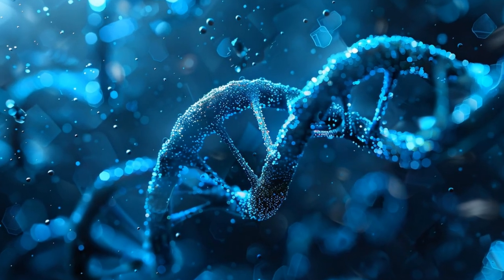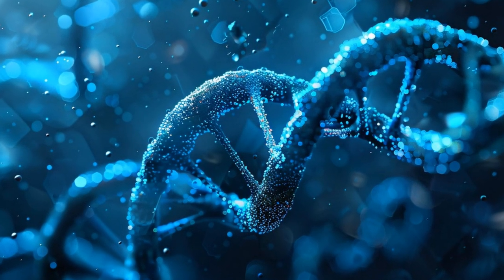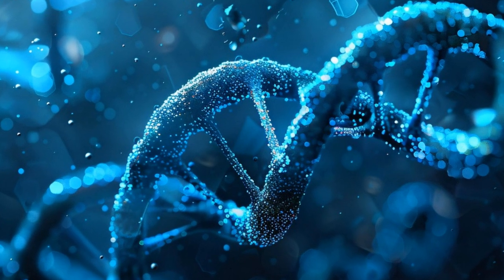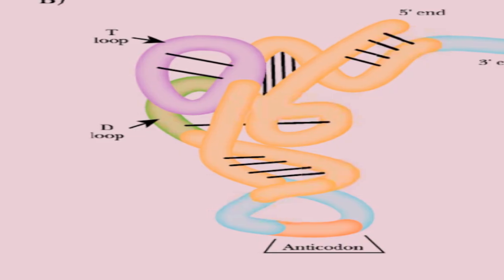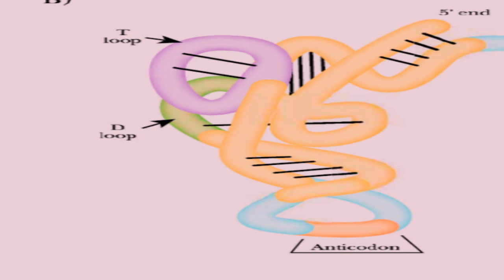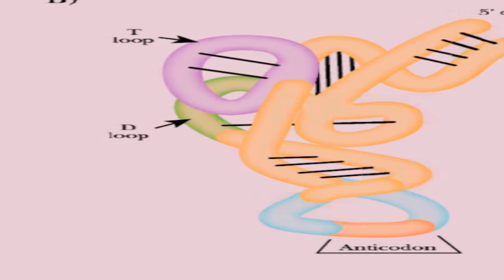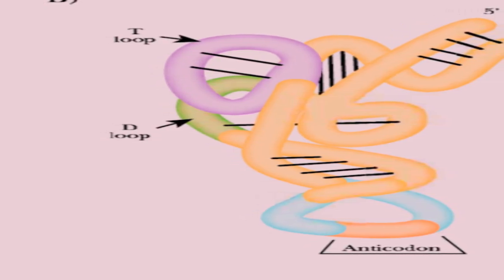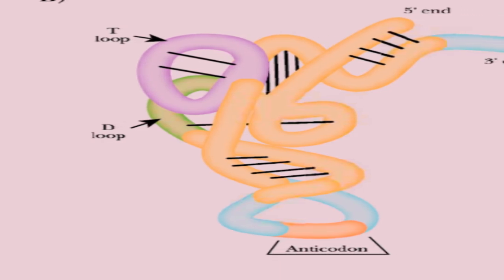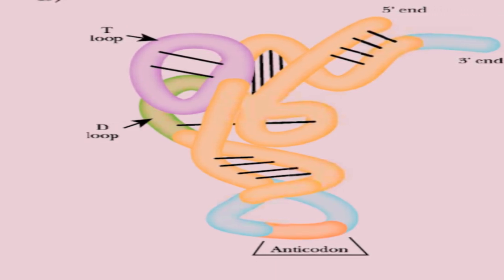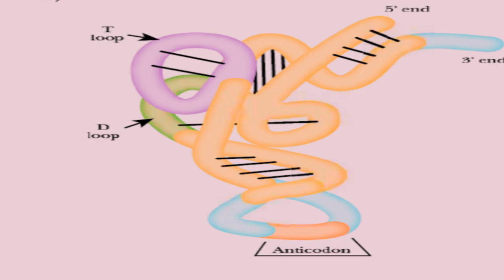Hello everyone, let's start with the star of molecular biology, DNA or deoxyribonucleic acid. DNA does not build protein directly. Instead, it sends messages through RNA, and that's where tRNA comes in. tRNA, or transfer RNA, is a small but crucial type of RNA involved in protein synthesis. It makes up about 10 to 20% of the total RNA in a cell.